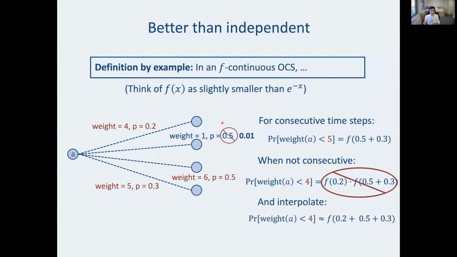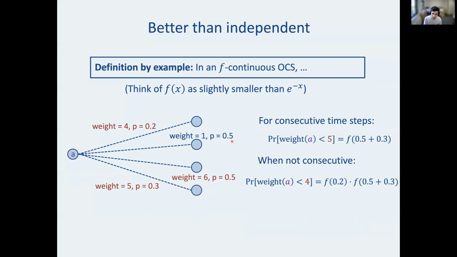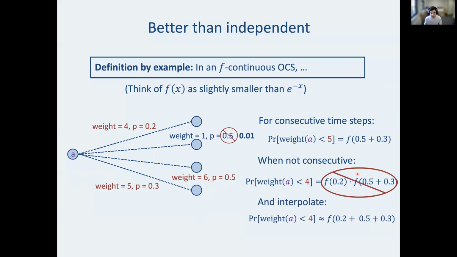And we need our OCS to smoothly interpolate between these two extremes. It smoothly interpolates depending on how much probability mass is between them. So in this example, the probability between them is 0.5, which is somewhat large, so we treat them as if they were effectively independent. But as that probability approaches 0, we want it to be almost as if they were consecutive. And so our OCS's guarantee should become more like f of 1, which for the f we consider will be quite a bit smaller than f of 0.2 times f of 0.8. So if an object is an f-continuous OCS, it should satisfy these guarantees.